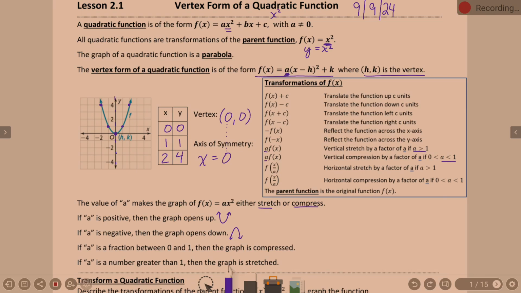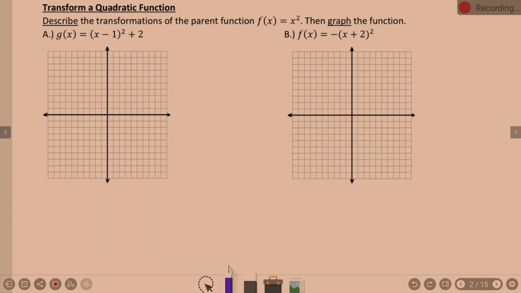Shall we try and graph some? If you look at the bottom of the page, it asks us to do two things. It asks us to describe the transformations of the parent function, f of x equals x squared, then graph the function. You can read the little shrunk down version there. However, you're always welcome to pull out the green papers again, or maybe you know this stuff by now. So g of x equals (x minus 1) quantity squared plus 2.